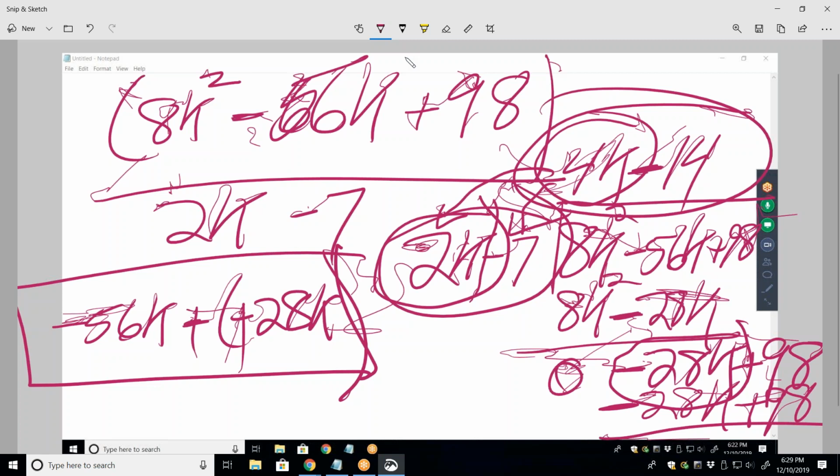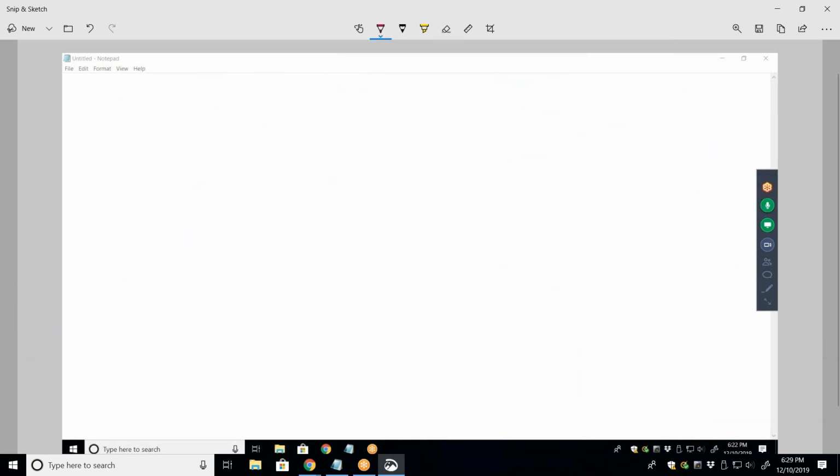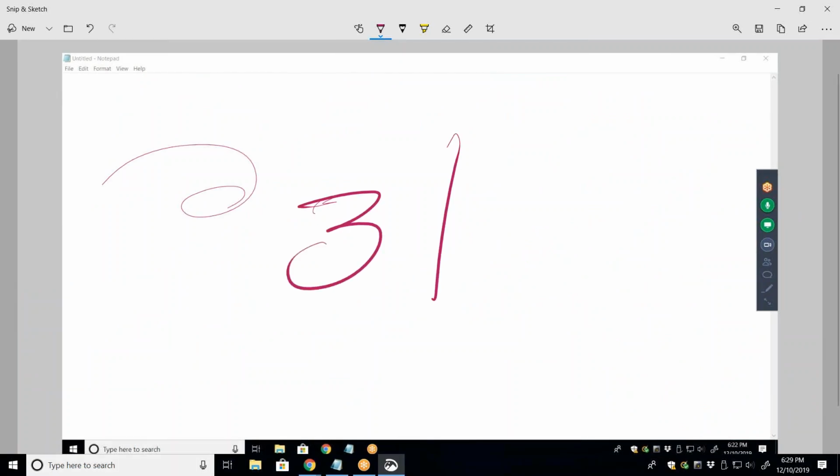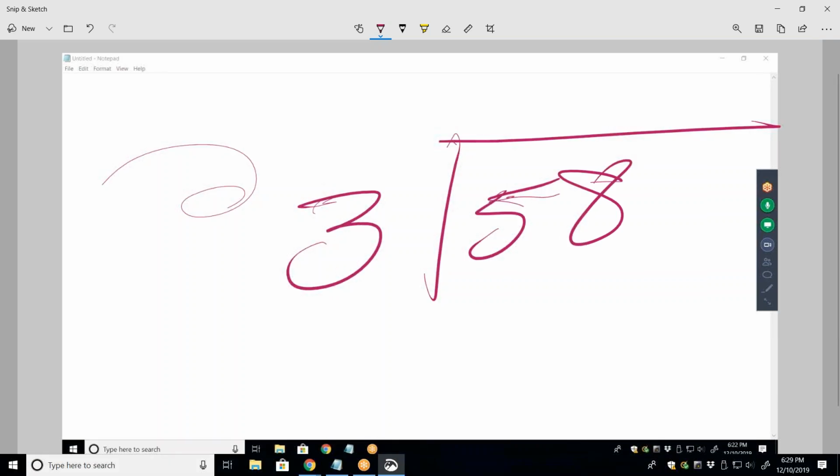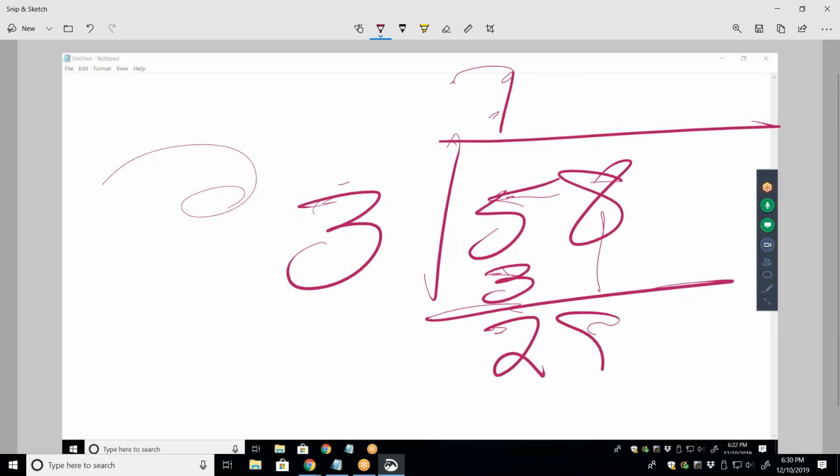Before I leave you there, let's just review long division without variables. Let's say I divide 3 into 58. How do I do that? Well, you start by dividing 3 into 5. What is that? 1. Then you multiply 1 times 3. Then you subtract. Bring down the next number and repeat.